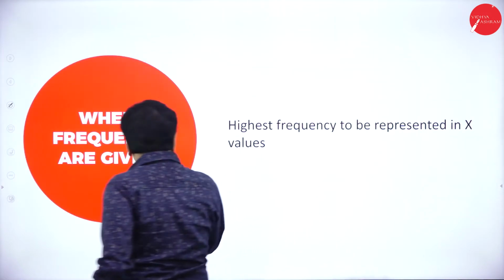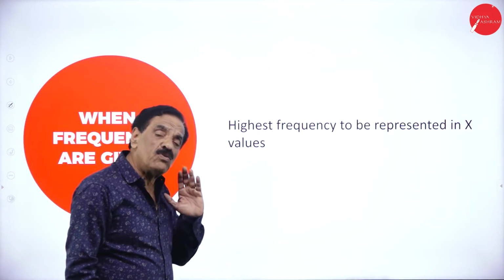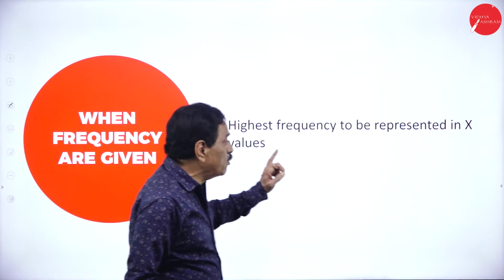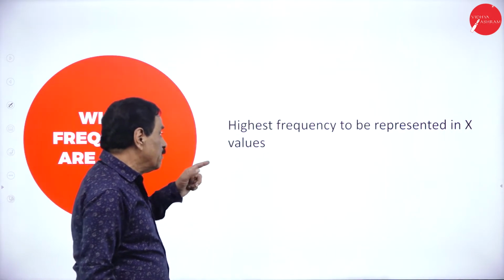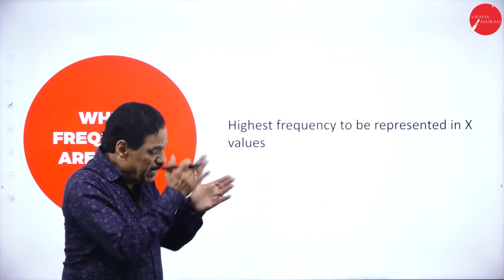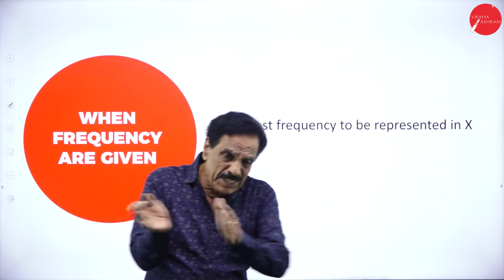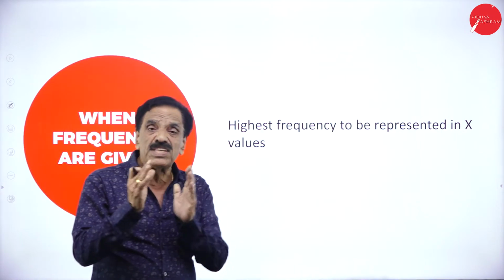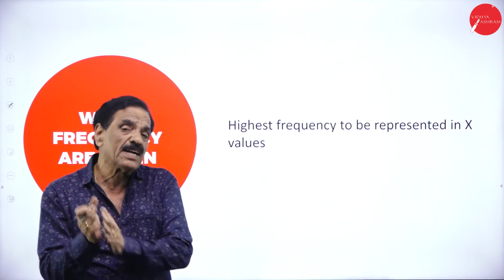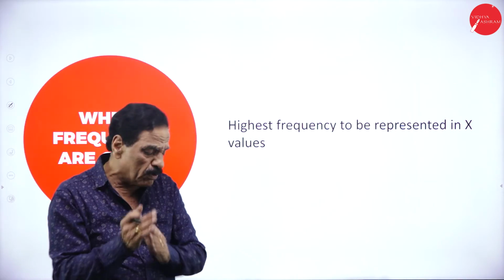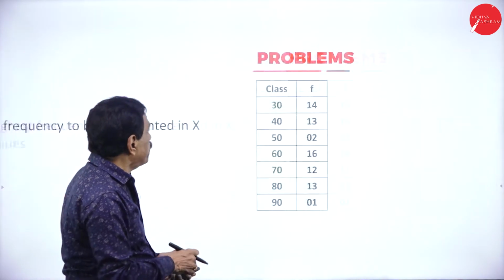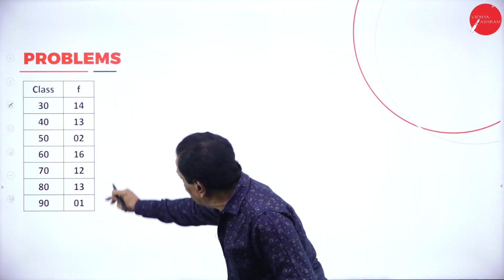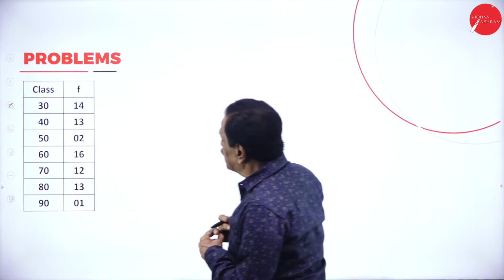Here, when the frequencies are given, what we have to see is the highest frequency represented against the values. You have to find the highest frequency, and the respective number is called your mode. Find out which is the highest frequency. That highest frequency represents the mode. We'll go with an example. Here, the values are 30, 40, and so on. Your frequencies are given. Make the CF.